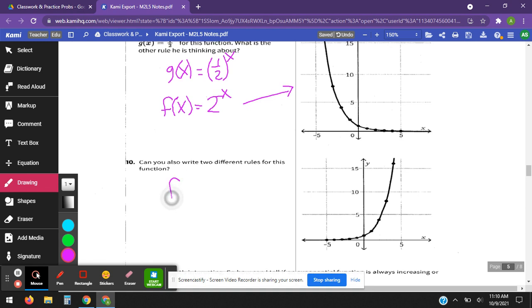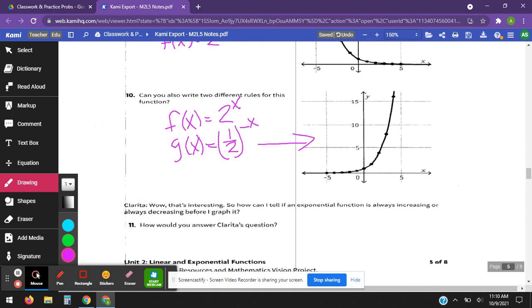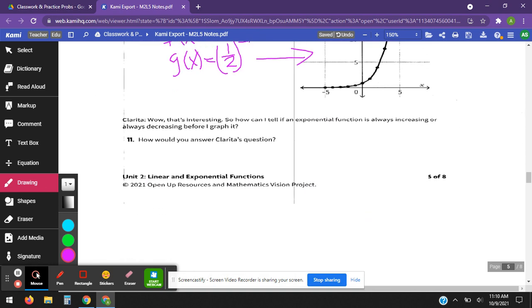So I'm going to start with my f of x equals 2 to the x, right? 2 to the first, 2 to the second, 2 to the third, 2 to the fourth. Then my second one would be the opposite, which would be 1/2 to the negative x. And those both should make that graph. So those are the same things. So Clarita says, wow, that's interesting.